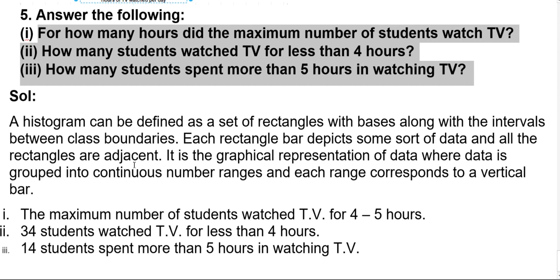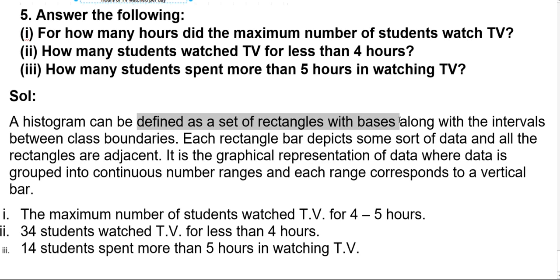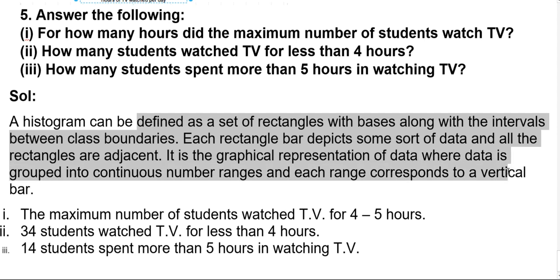Solution. The histogram can be defined as a set of rectangles with bases along the intervals between class boundaries. Each rectangle bar depicts some sort of data and all the rectangles are adjacent. It is a graphical representation of data where data is grouped into continuous number ranges and each range corresponds to a vertical bar. This is the histogram definition.